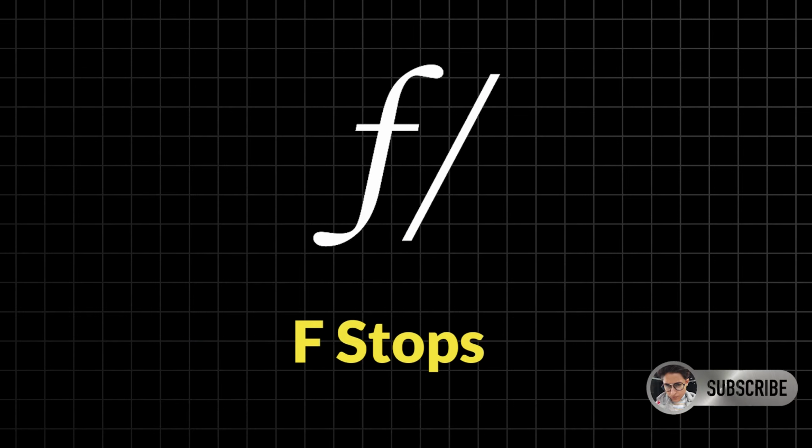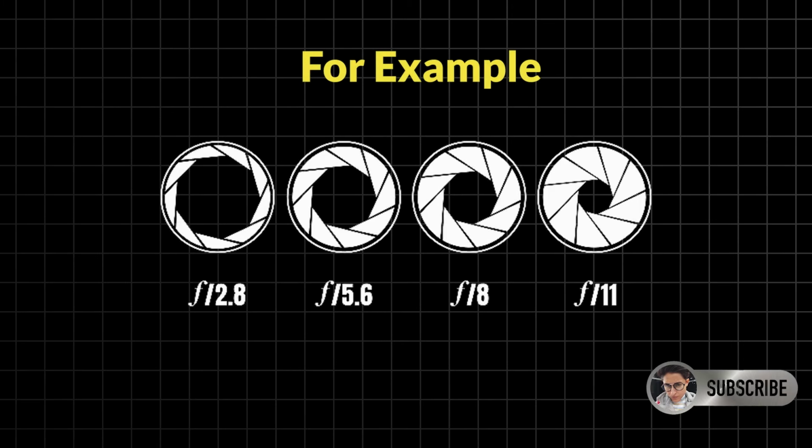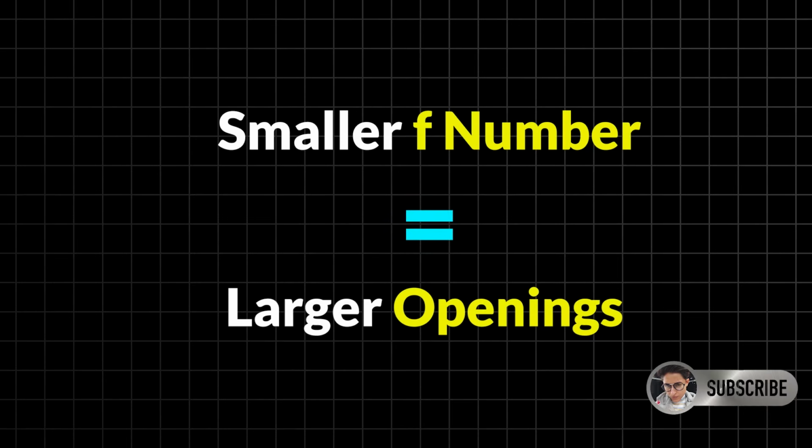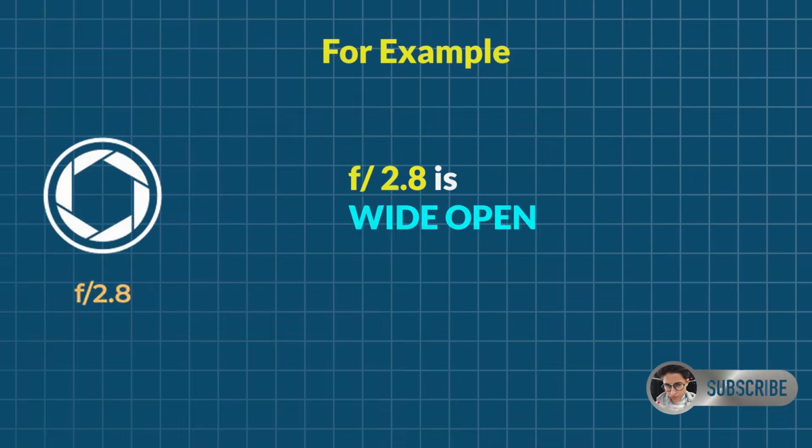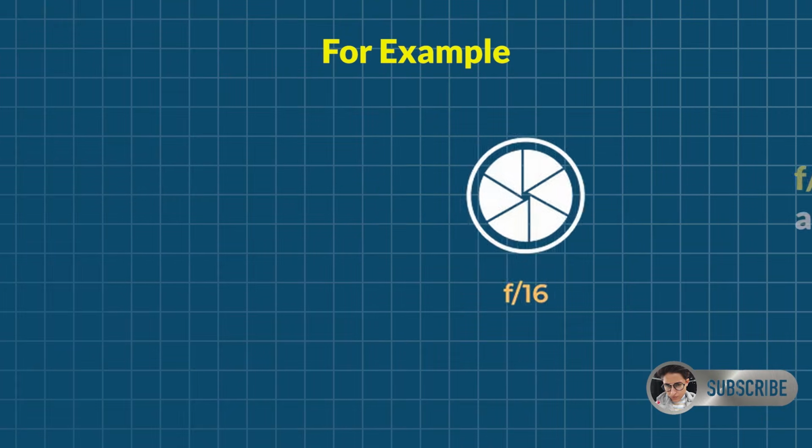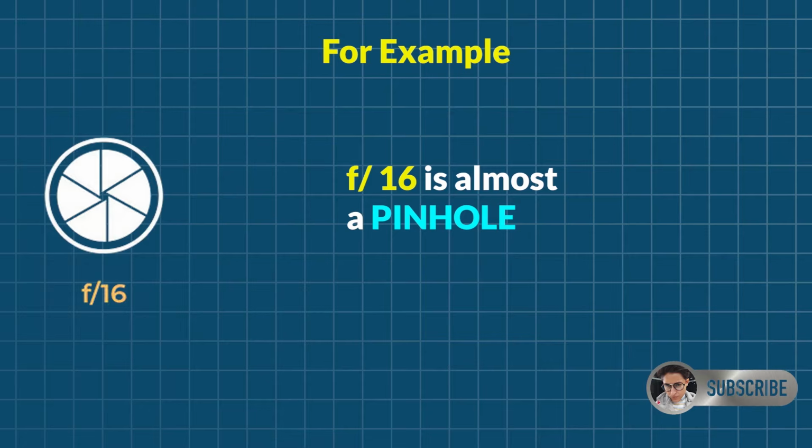Aperture is measured in f-stops: 1.4, 2.8, 5.6, 16, and beyond. Here's the twist. Smaller f-numbers mean larger openings. For example, f2.8 is wide open, while f16 is almost a pinhole.